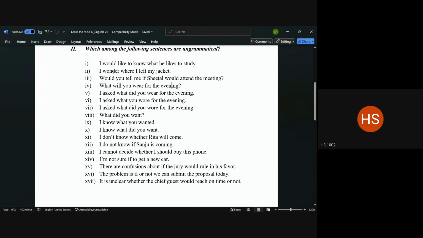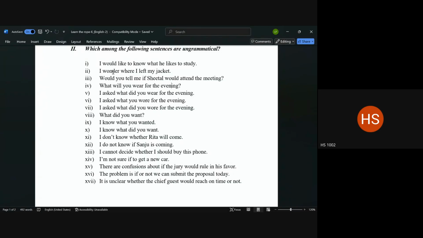Second one, "I wonder where I left my jacket." Ma'am, it is also correct. This is also right. So you have I as the subject, wonder as the verb, and then you have "where I left my jacket." This is a question clause again with where in it. And this is the object of the verb wonder, right? So it's also grammatically right.